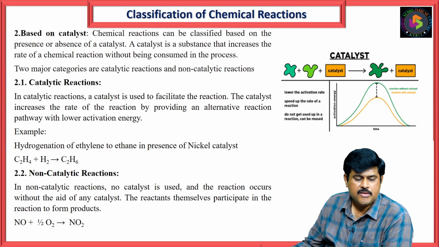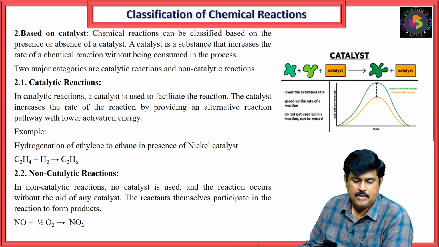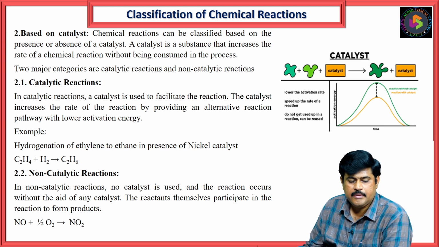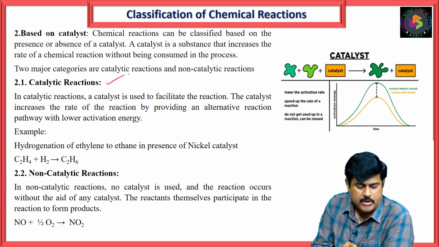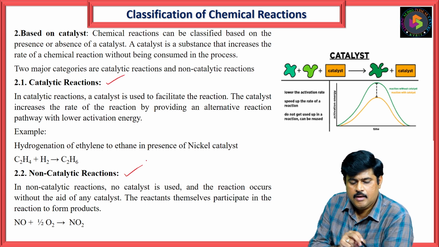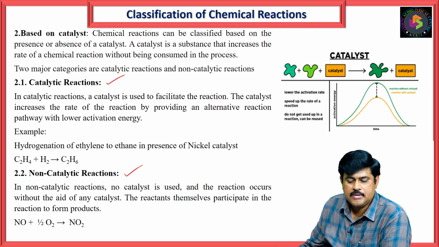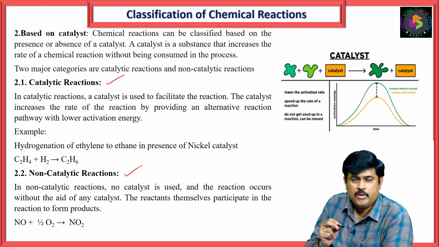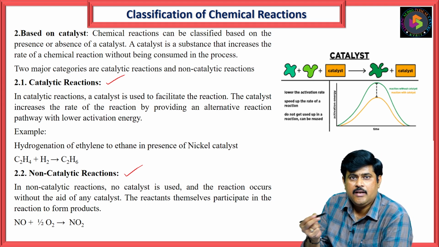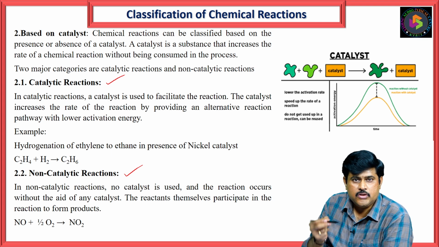The second classification is based on the catalyst. Chemical reactions are classified based on the presence or absence of a catalyst. The two categories are catalytic reactions and non-catalytic reactions. A catalyst is a substance that increases the rate of a chemical reaction without being consumed. That means it only increases the speed of the reaction. It is not consumed in the reaction, so we can reuse that catalyst.